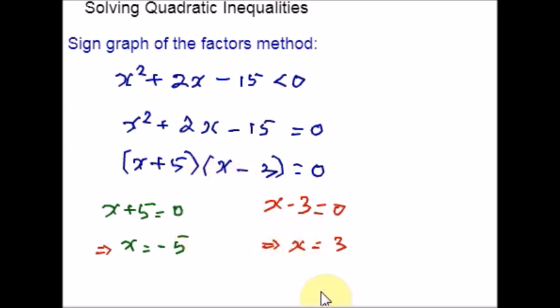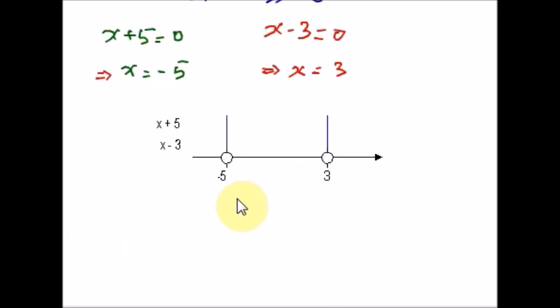Okay, let me draw the graph. On a number line, I have just marked negative 5 and 3. So this graph marks off the boundary points negative 5 and 3, and it shows 3 sections that those points have created on the graph.